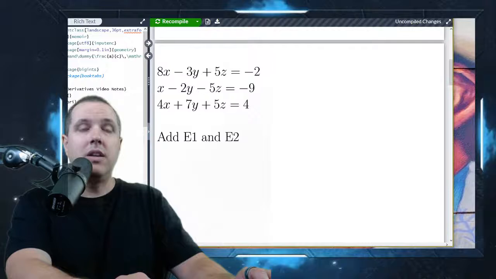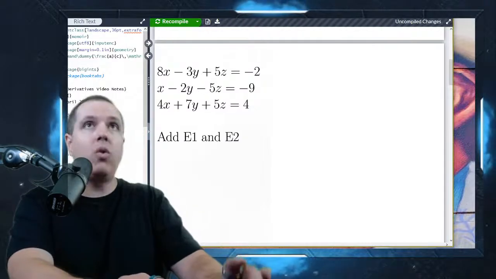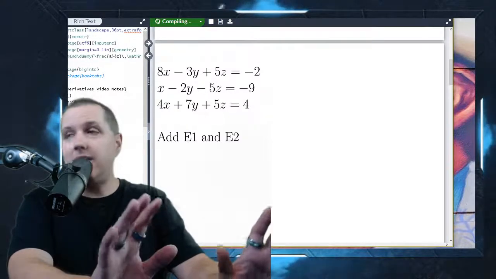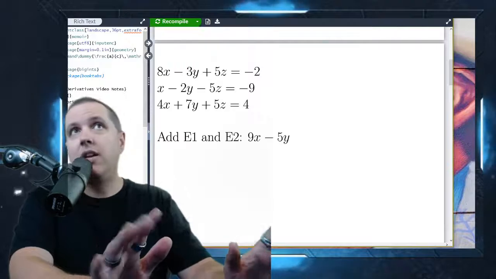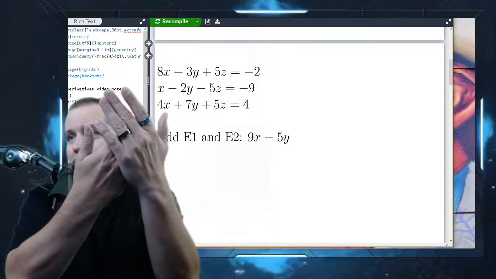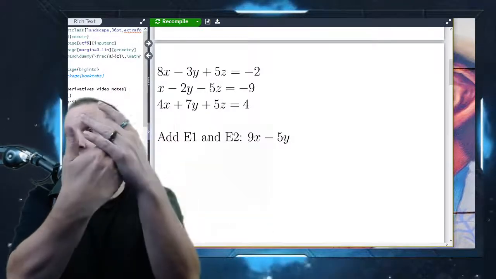9x minus 5y. My z's cancel. That was the whole point. Now, what if my z's didn't cancel perfectly? Like in this problem, it's set up for 5z and -5z.